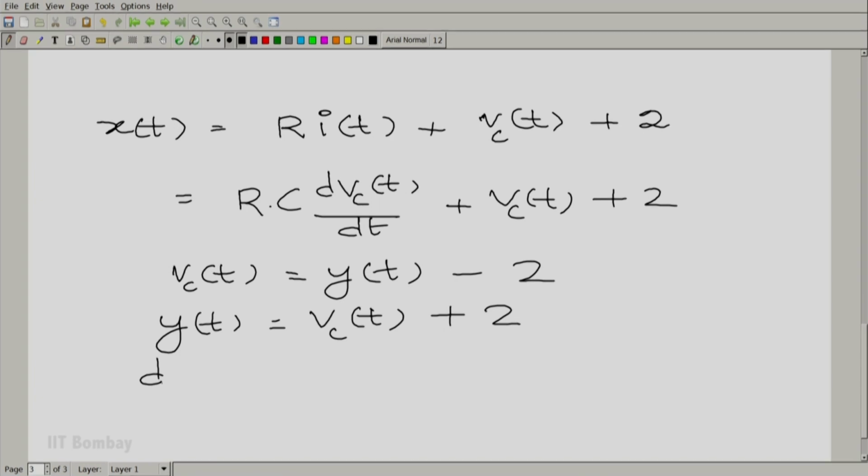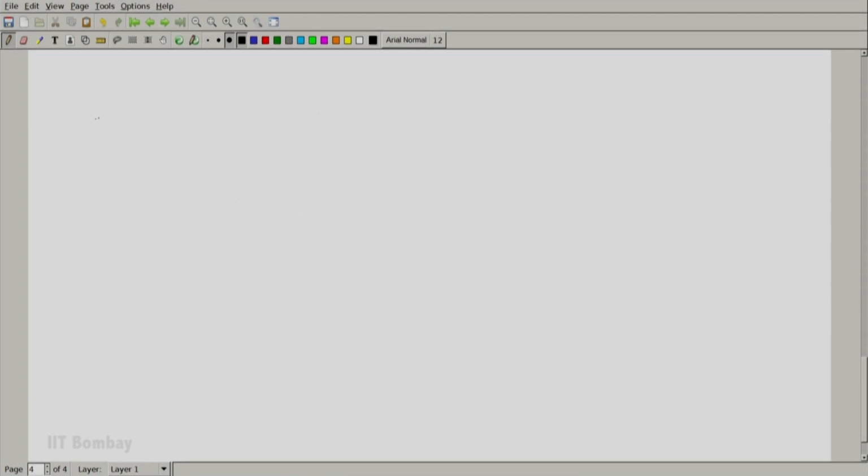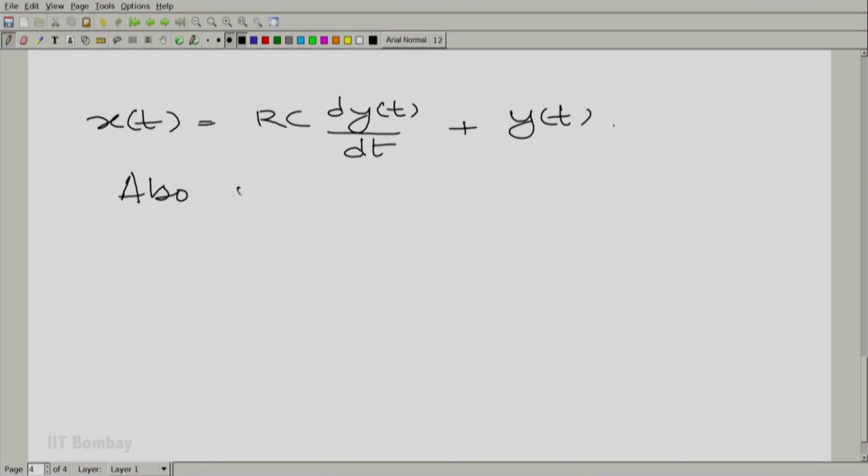Therefore, dy(t)/dt is of course equal to dVc(t)/dt. That is true. So, interestingly, here you have the relationship x(t) is RC dy(t)/dt plus y(t), and this also obeys the principle of superposition. But now write the equation back in terms of Vc(t). So, here we have continued to obey superposition, because it is the same equation essentially.